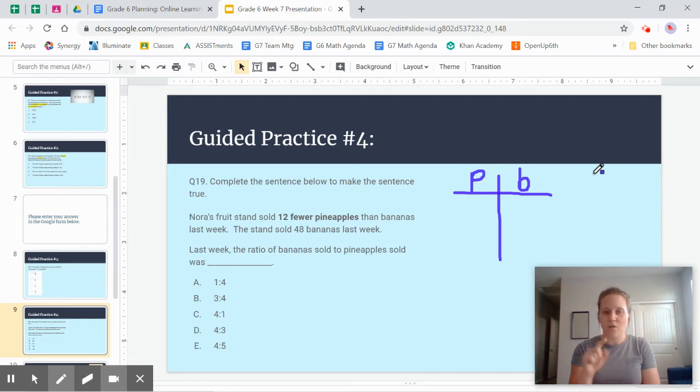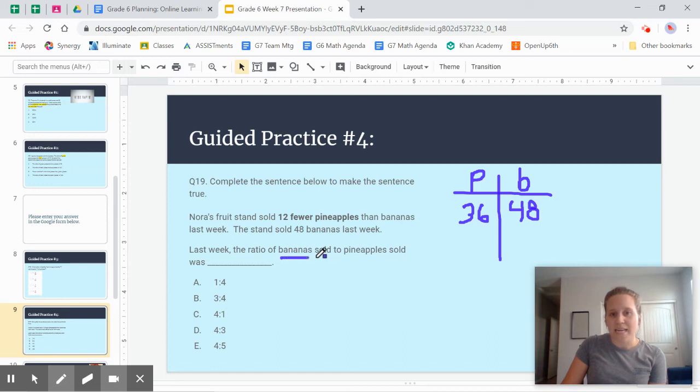The fruit stand sold 12 fewer pineapples than bananas. The stand sold 48 bananas. I'm going to go ahead and plug in. I know there's 48 bananas sold. I know there are 12 fewer pineapples. So how many pineapples were there? 12 fewer means subtract. Yes, 48 minus 12 is 36. So the ratio of pineapples to bananas sold was 36 to 48.